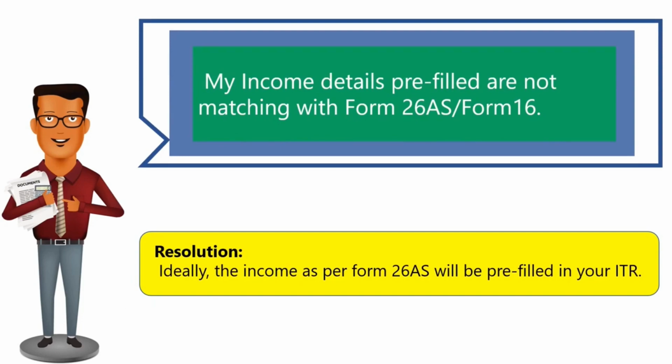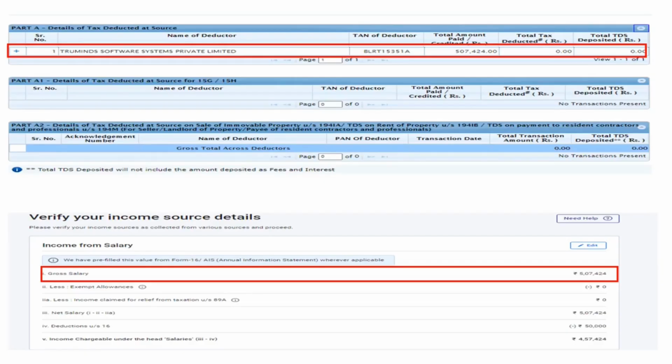So as you go to your Form 26AS, you will see what is the total amount which has been paid or credited in your account. Ideally, the same should be pre-filled in your income tax return under the relevant source. In case the same is not so, if your income details are not updated or pre-filled in your income tax return, you are advised to again download the latest pre-filled JSON.